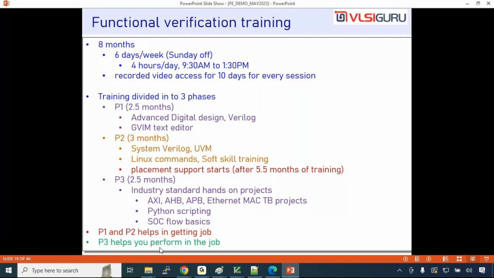When you go to the job, your work is not always just Verilog, your work is not SystemVerilog. Your work is about understanding the design, understanding the project, understanding the flow. That is something you learn during this industry standard project. For that also, we make sure that we give you enough time. We spend enough time to prepare you for that.